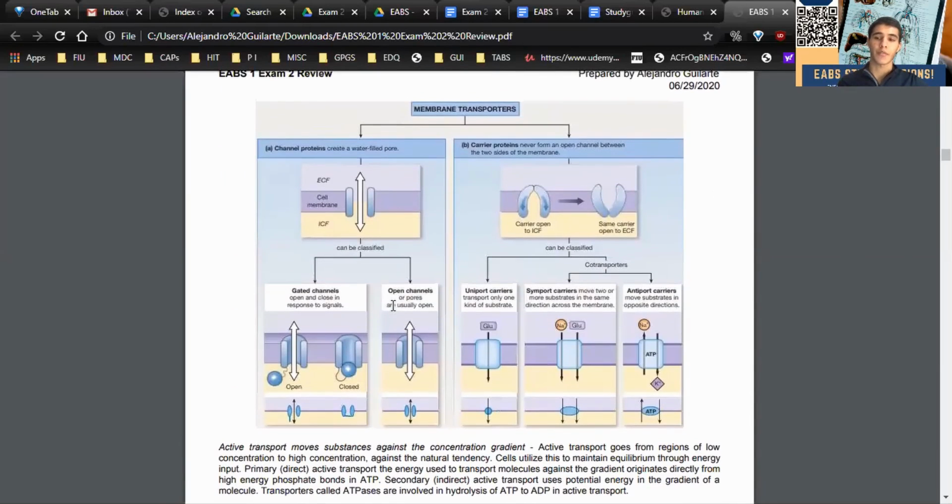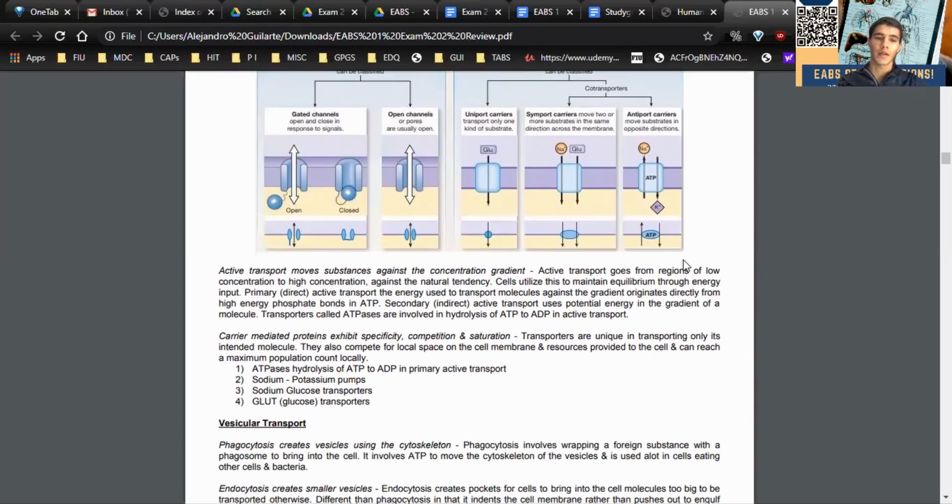Here's a chart that depicts the different types of channel proteins and carrier proteins. Channel proteins open and close, and carrier proteins transport the molecules, but they can be uniport carriers, where it only carries one type, symport carriers, where it transports different types but only one way, or antiport carriers that transport different types but in opposite directions.